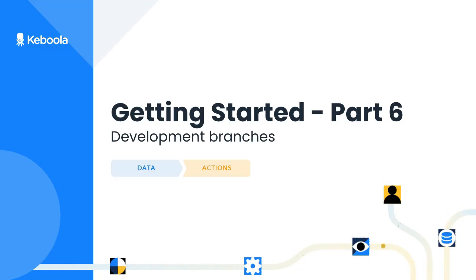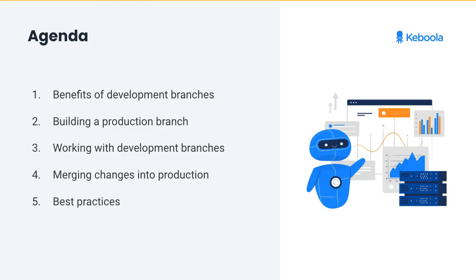So far, we've covered how to load data into Keboola using various methods, create transformations to manipulate data, export into external destinations, and automate workflows. This time, we will first build a new production branch. Then we will show you how to work with development branches, merge them into production, and at the end of the video, we will summarize some best practices before you start using them.